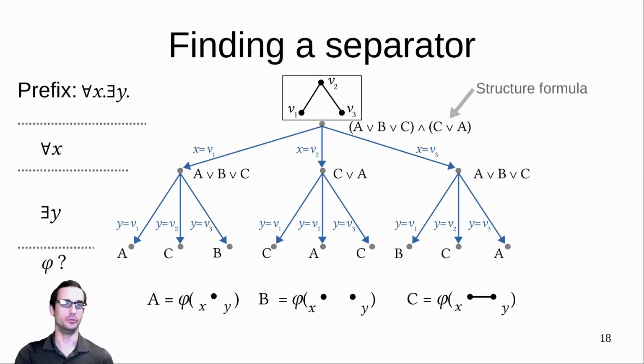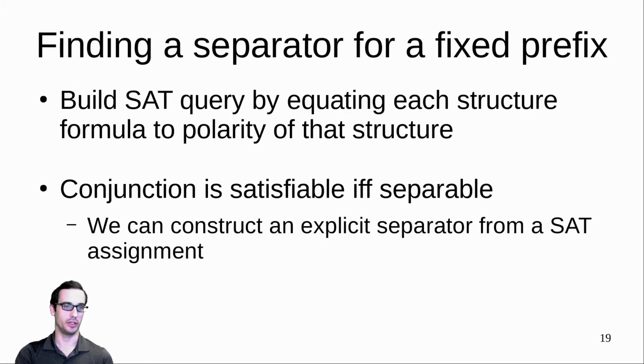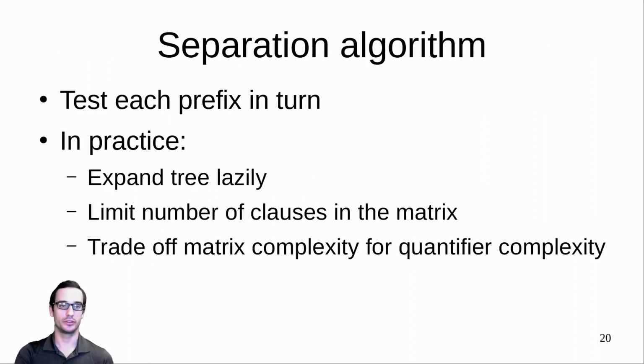Now, in order to actually find a separator, we can build a SAT query by assigning the value of each structure formula to the expected polarity. And then this conjunction will be satisfiable if and only if the structures are separable. And we note that it's possible to construct an explicit syntactic separator given just a SAT assignment. Now this is all for a fixed prefix. To get a full separation algorithm, we can just test each of the prefixes in turn.